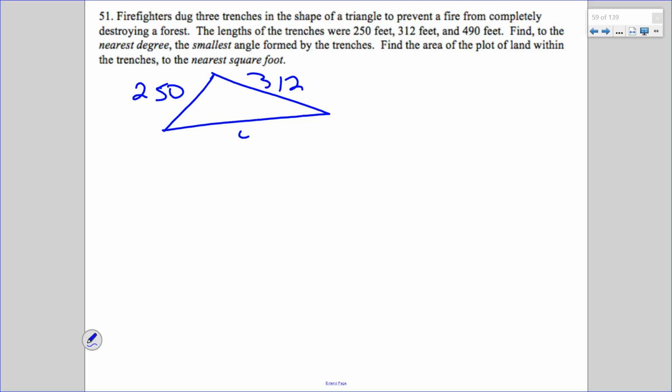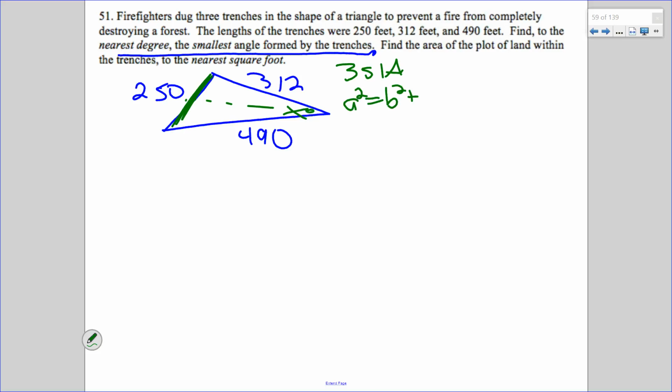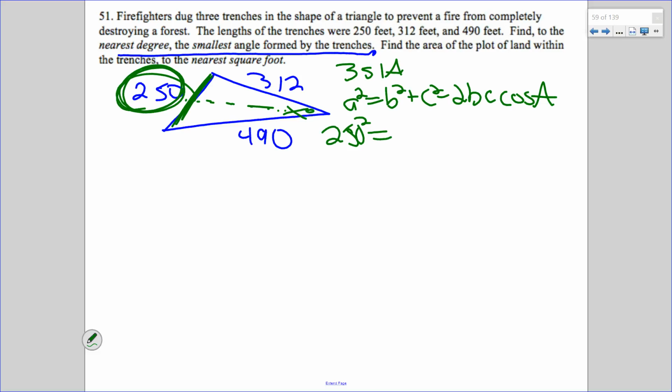250, 312, 490. Find to the nearest degree the smallest angle formed by the trenches. Well, the smallest angle must be opposite the smallest side. So being how 250 is the smallest side, this must be the smallest angle. I have three sides and one angle. So when I have three sides and one angle, I use law of cosines. It's on the reference sheet, but you should have practiced it so many times that you should have it memorized. You must put the side opposite the angle on the left-hand side. So that 250 must go on the left-hand side. The other two are interchangeable.